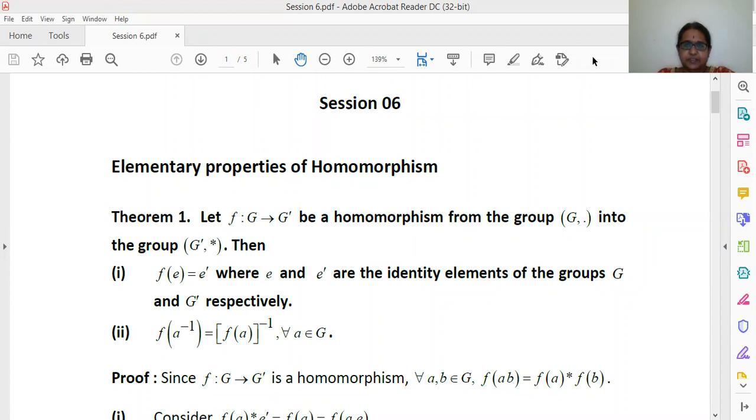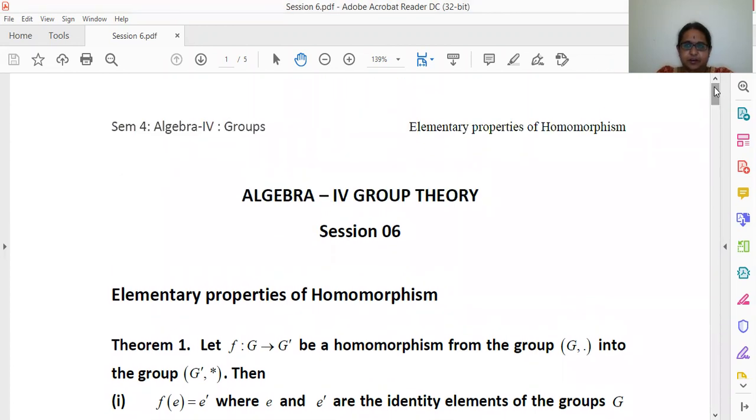In this session, we shall discuss the elementary properties of homomorphism. So basically, we shall define what is a homomorphism. A homomorphism f is a mapping from G to G dash, where G and G dash are two groups. G has the binary operation dot and star is the binary operation for G dash. Then f of a dot b will be equal to f of a star f of b.